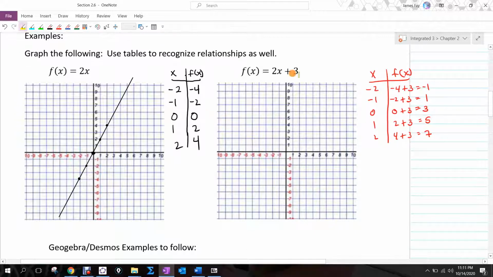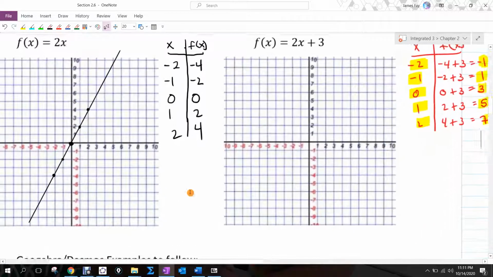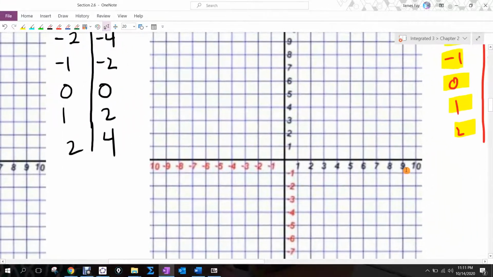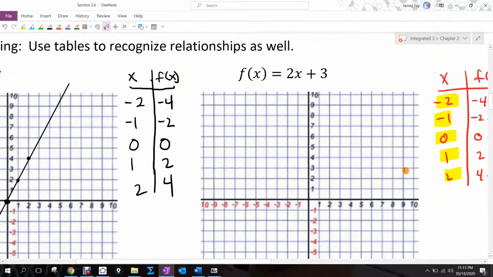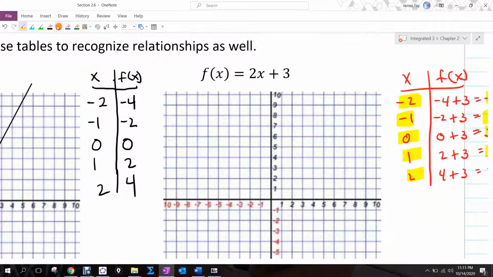So now the ordered pairs I would graph would be -2, -1, -1, 1. I'll plot those ordered pairs. So I'm going to go down and do that. So -2, -1, -1, 1, 0, 3, 1, 5, and 2, 7.